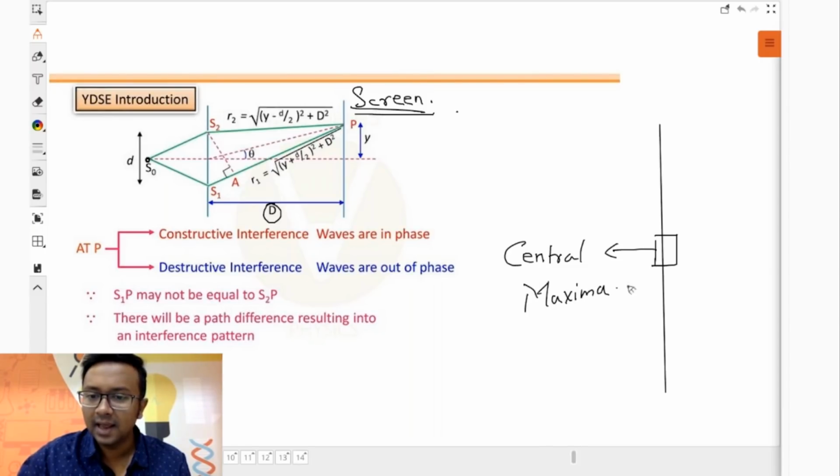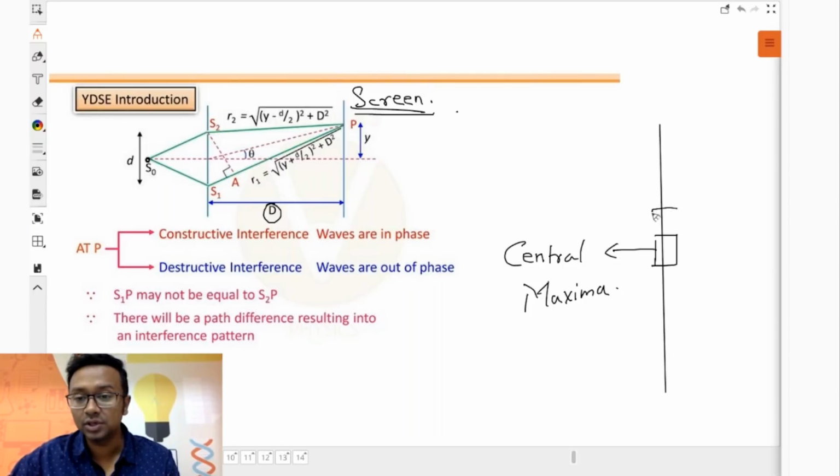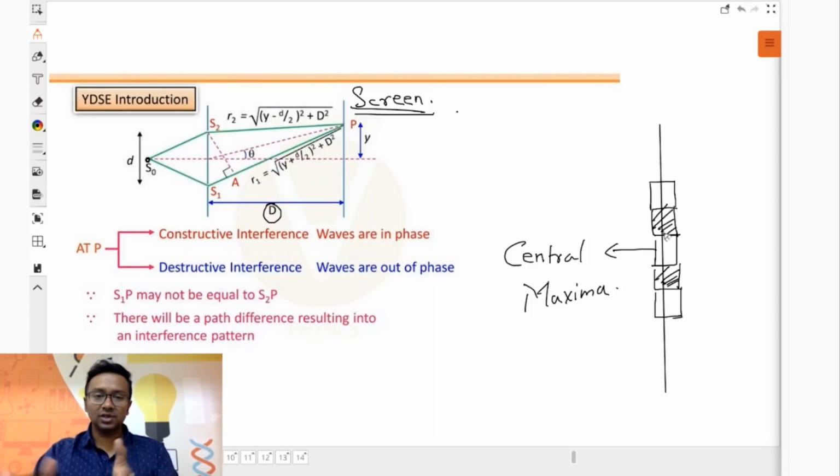And just above the central maxima, you will have a dark patch out here, and there's going to be a dark patch below here. So this is my dark fringe, and then there is going to be again a bright fringe, dark fringe, bright fringe. So this is how it is going to look like.